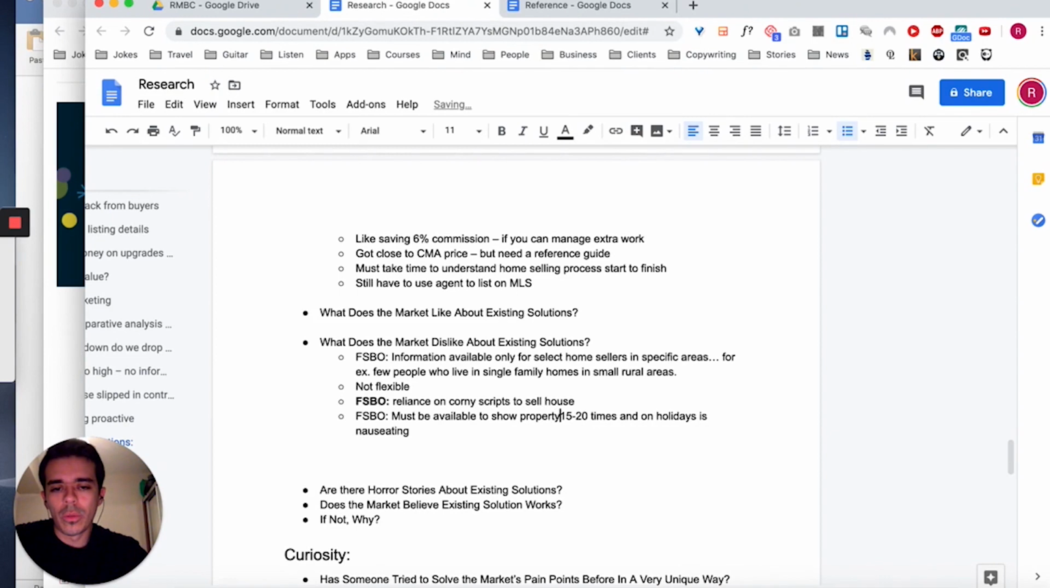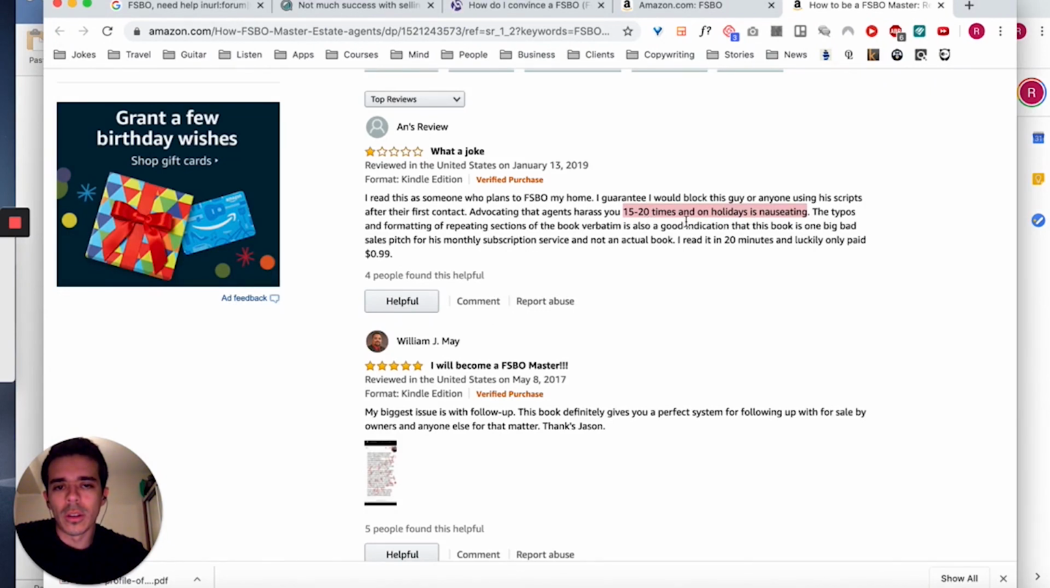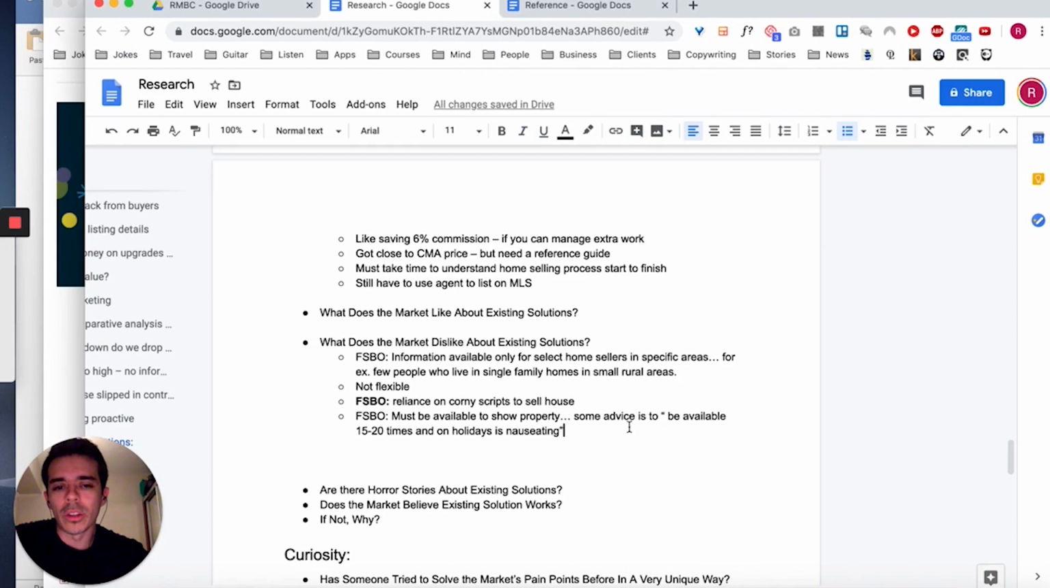To show property. Some advice is to... many times. I imagine she means per day or something. Advocating that agents harass you 15 to 20 times and on holidays. No, probably like, yeah, per agent. This is to be okay with agents.